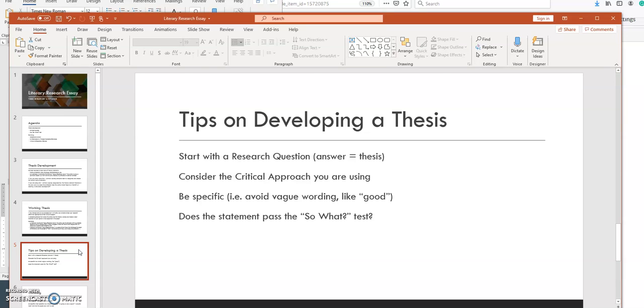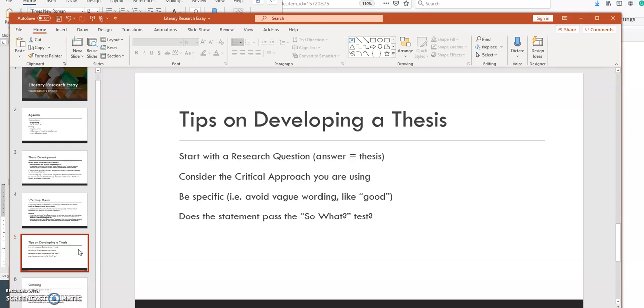And then also there's this so what test. So have someone else read your thesis statement and see if that gets them interested, or what else can you add to it that would be providing more details so that they are able to predict what the rest of the essay is going to be about.